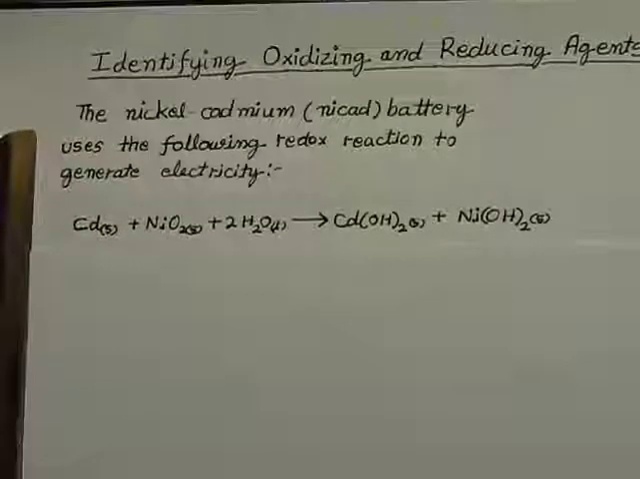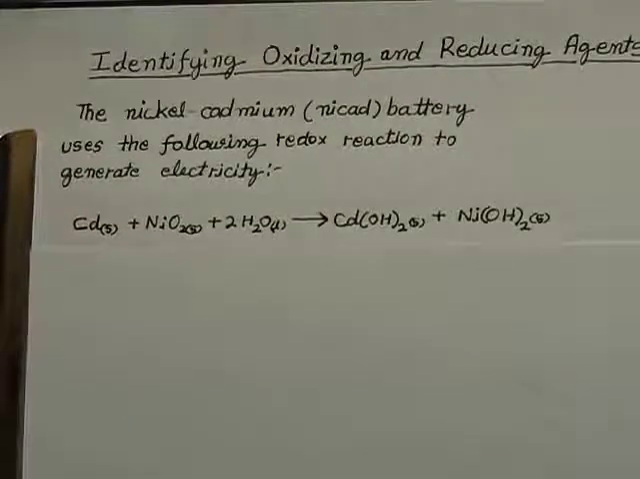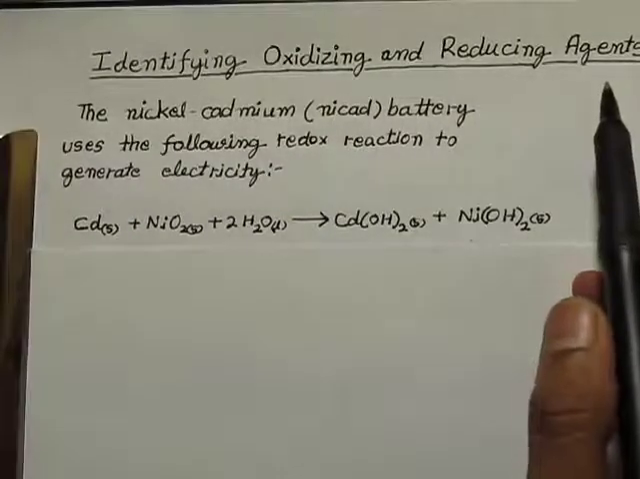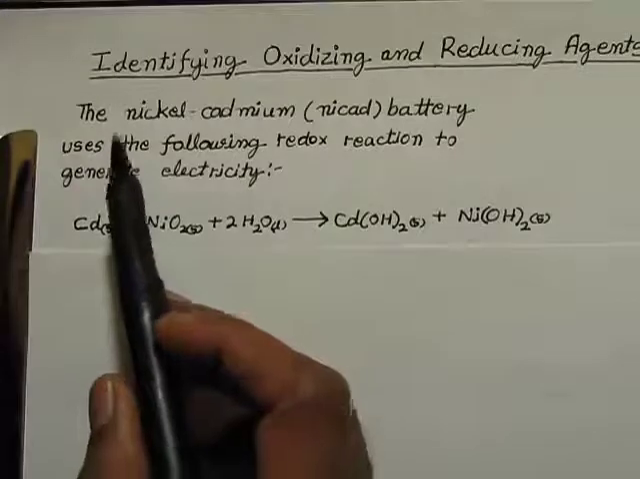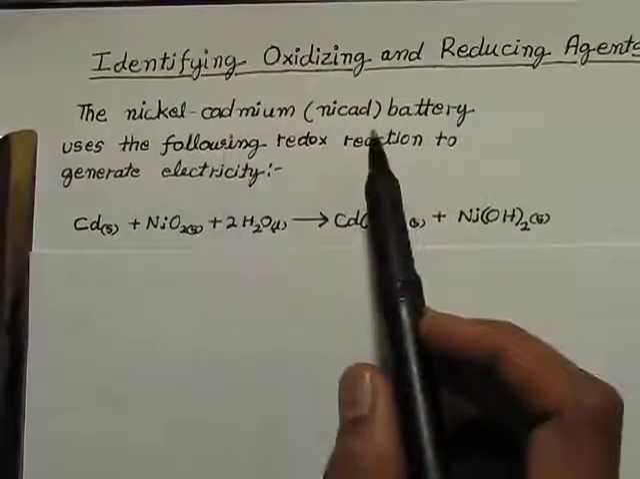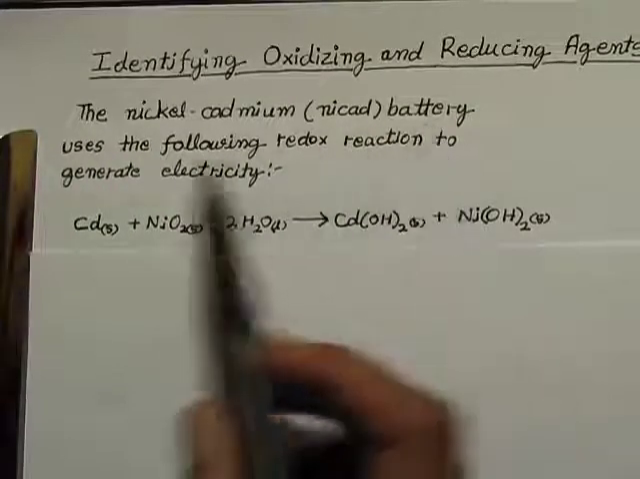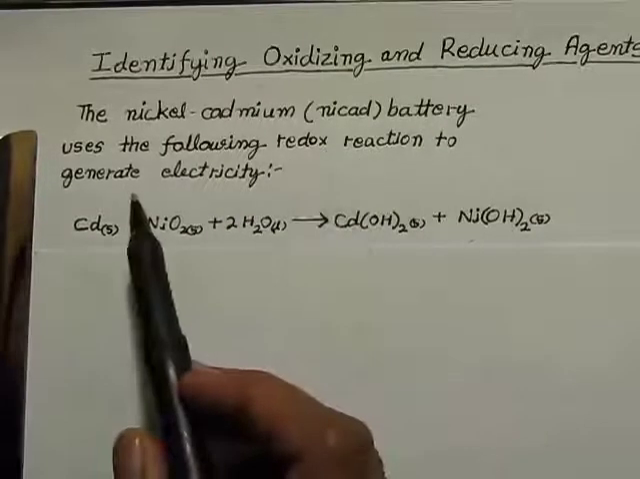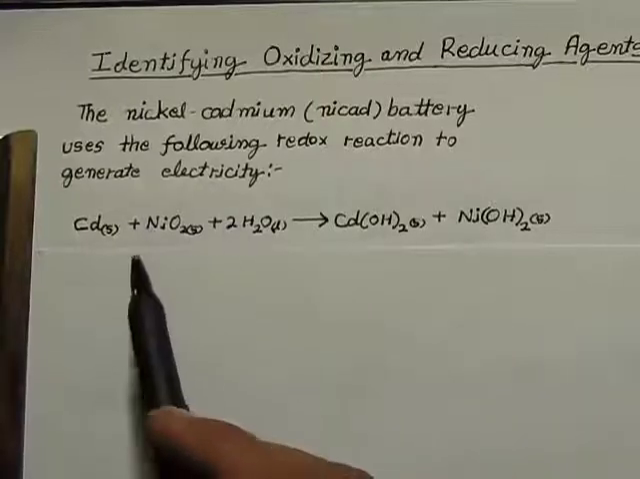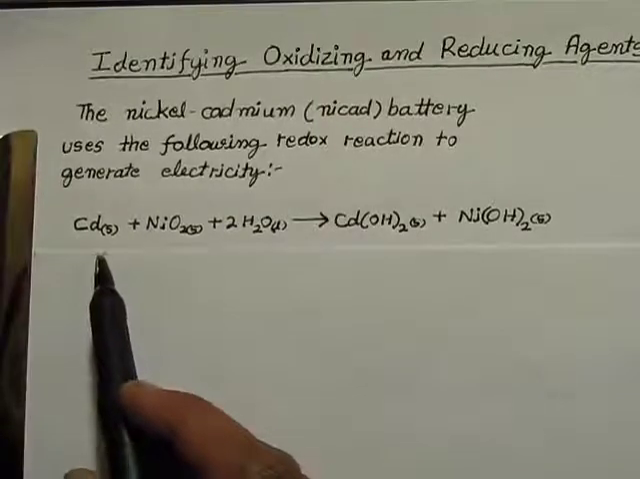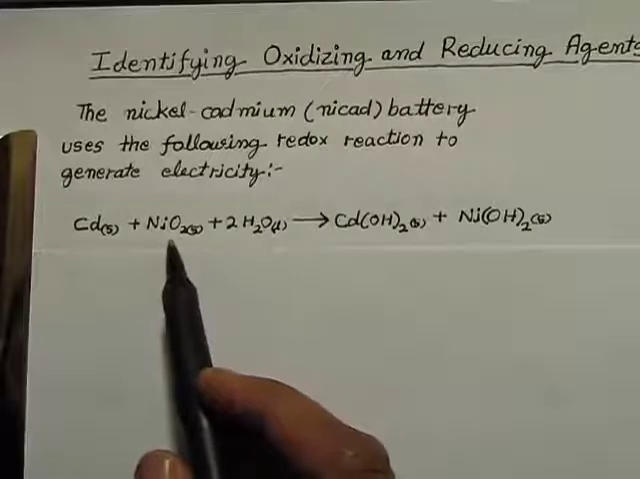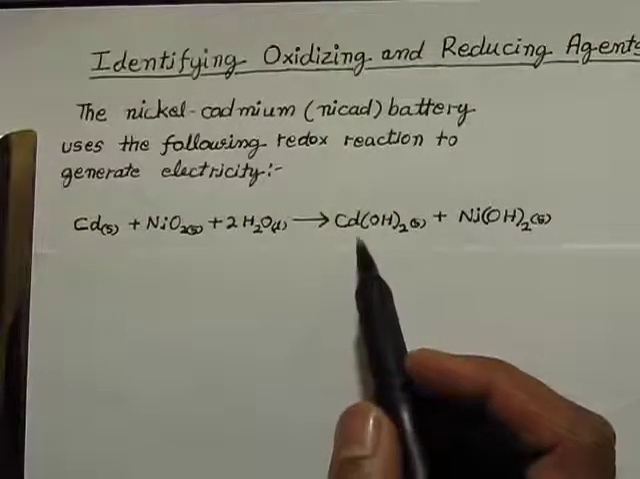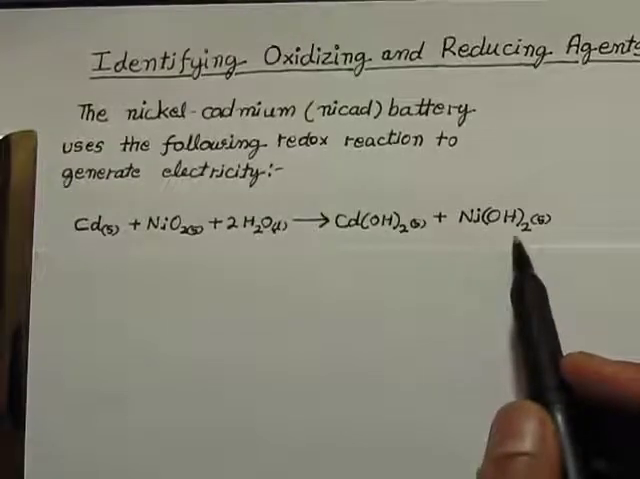Hello dear, here we will solve this question: how to identify oxidizing and reducing agent. The nickel cadmium battery, which is called the NiCad battery, uses the following redox reaction to generate electricity. When solid cadmium reacts with nickel oxide in the presence of water, it forms cadmium hydroxide and nickel hydroxide.